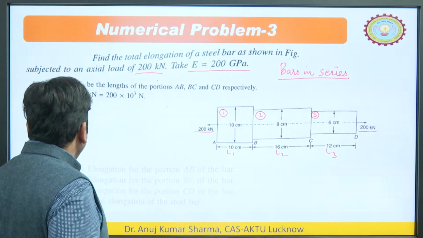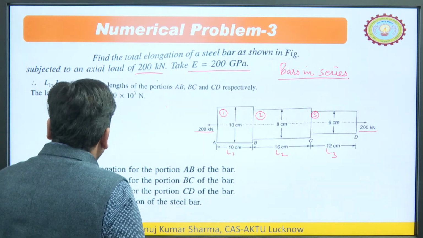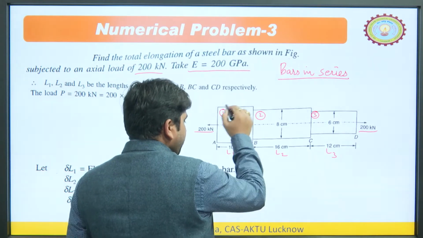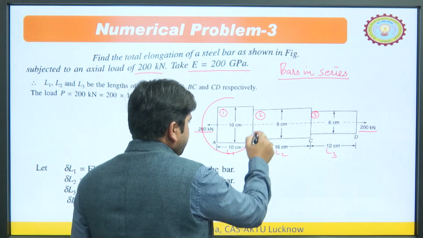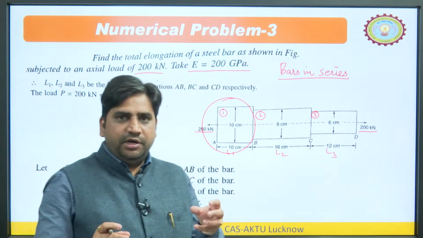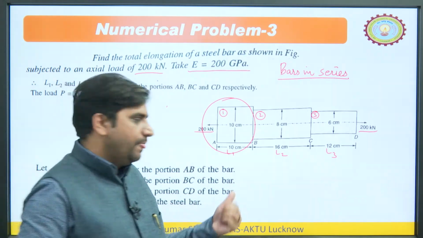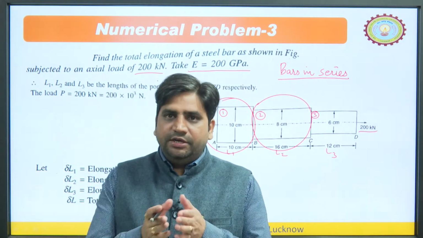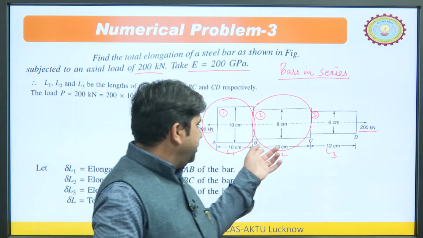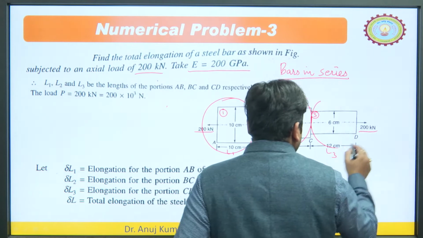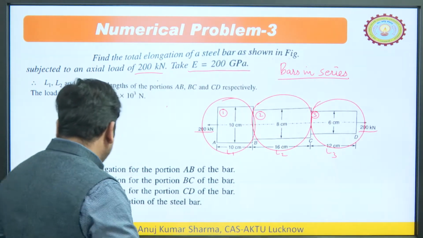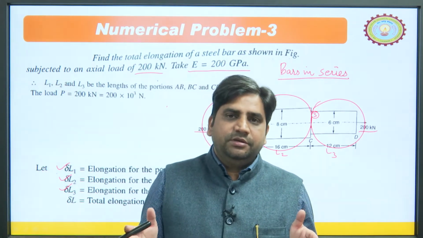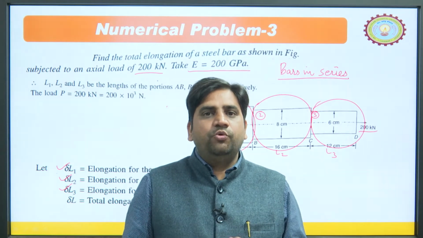So, what we can do, let the extensions be delta L1, delta L2, delta L3. We can consider this element alone, we can draw the free body diagram of this first rod and we can calculate delta L1. Let delta L1 be the extension in this length. Now, we can consider this rod separately, so we can determine delta L2, the change in length in this, and again we can consider this, so that will give you delta L3. So, all these three will be given to us. Now, we want to calculate the total elongation. So, we can add these extensions to get the overall extension in the rod.